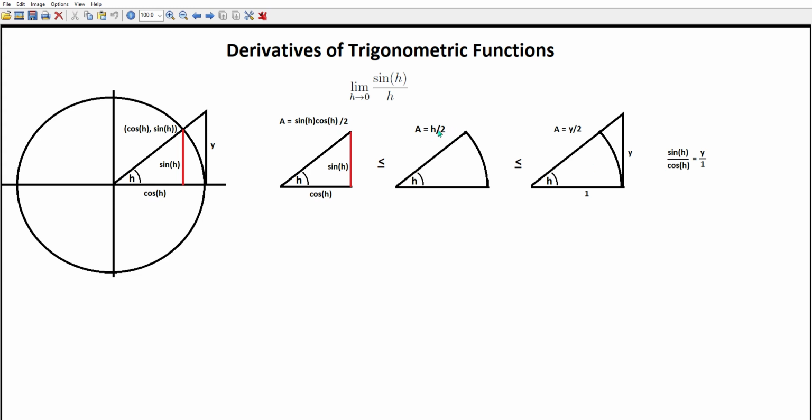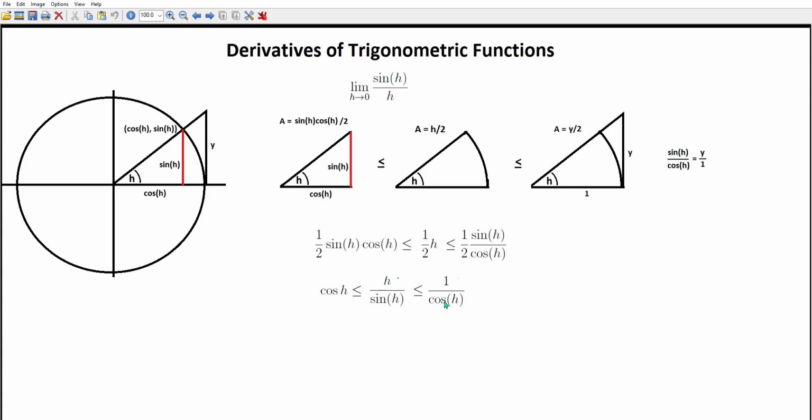And these three things give us areas. This area less than or equal to that area, less than or equal to that area. And we write that down as an inequality. This area less than or equal to that area, less than or equal to this area. Now we take this sequence of inequalities, we multiply through by 2, and we divide by sine h, and we end up with cosine h less than or equal to h over sine h, less than or equal to 1 over cosine h.